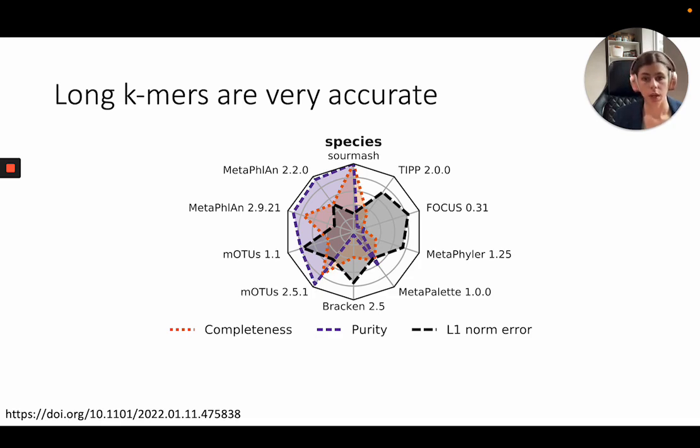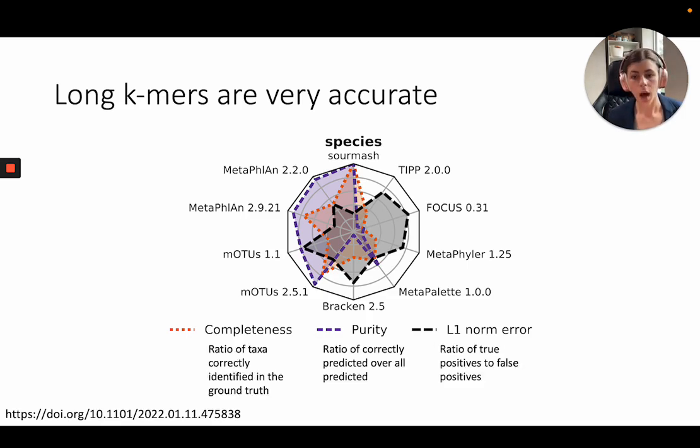And so here I'm showing how different tools performed when trying to figure out what species were in a metagenome, which is a similar problem to detecting contamination in a genome because you end up with multiple species like you would have in a metagenome. So these are different metrics where completeness is the ratio of taxa that are correctly identified in the ground truth, or purity, the ratio of correctly predicted over all predicted. And we can see that SourMash, a tool that uses long K-mers to match against a database, performs really well, especially compared to other tools. The exact command that SourMash uses to do this is called SourMash gather.